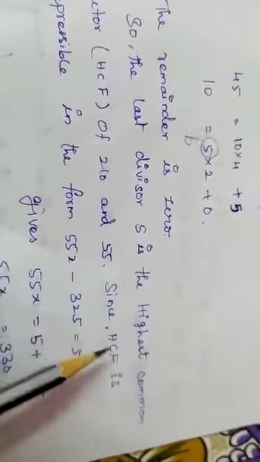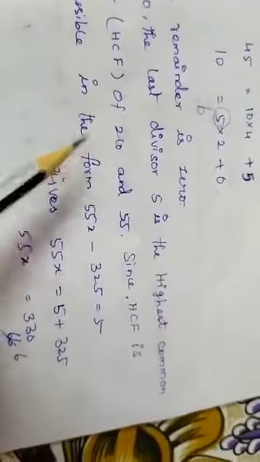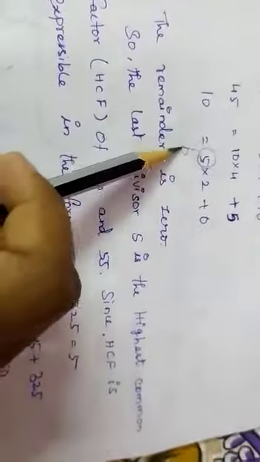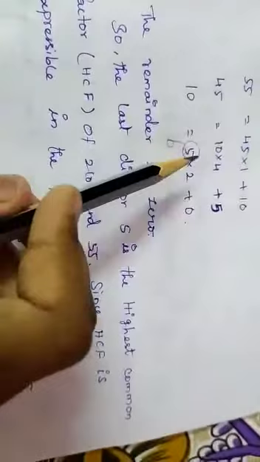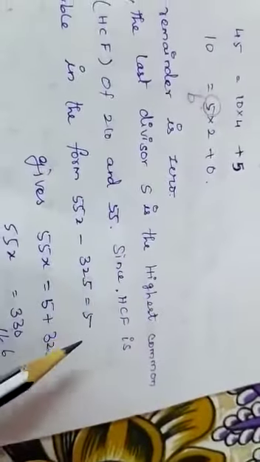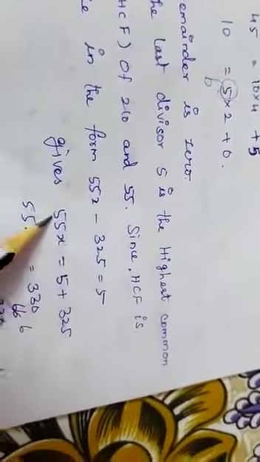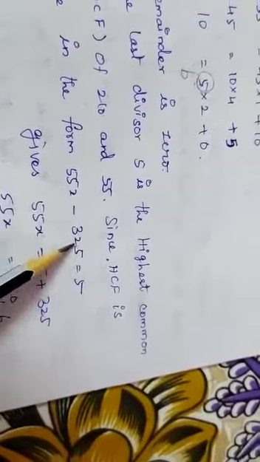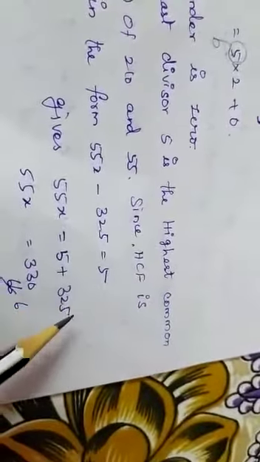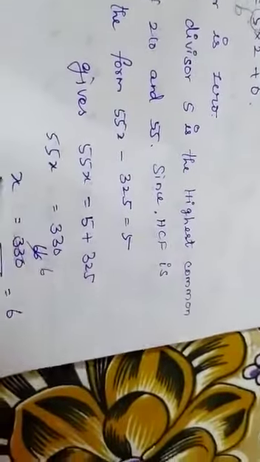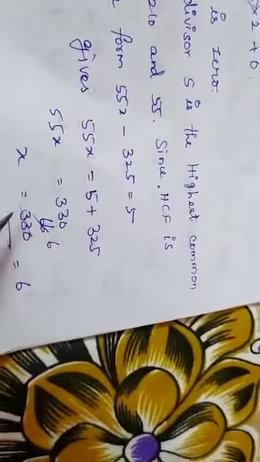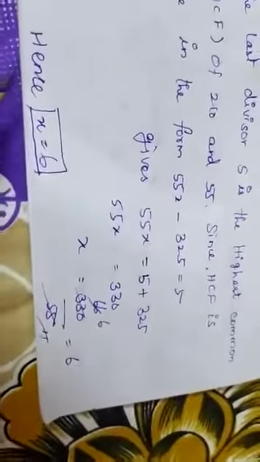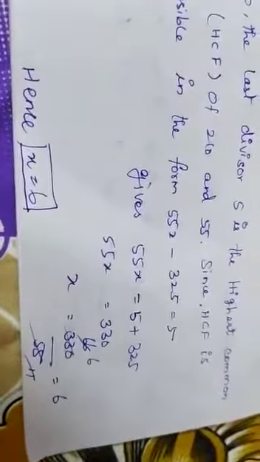Since the HCF is expressible in the form 55x minus 325, we'll equate it to 5. We have already found the HCF as 5. Then we'll equate it to this. Then we'll get 55x equals 5 plus, we'll take this minus 325 to this side, it will become plus 325. 55x equals 330, then x equals 330 by 55, and when we cancel it, we'll get 6. So hence x equals 6.